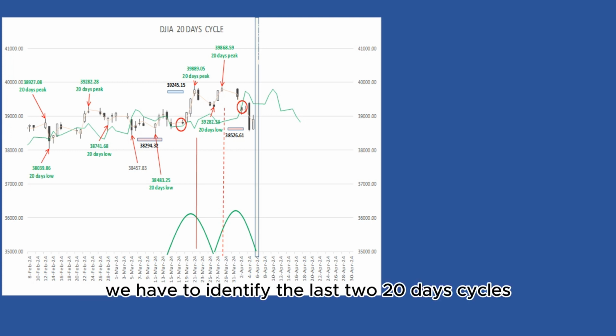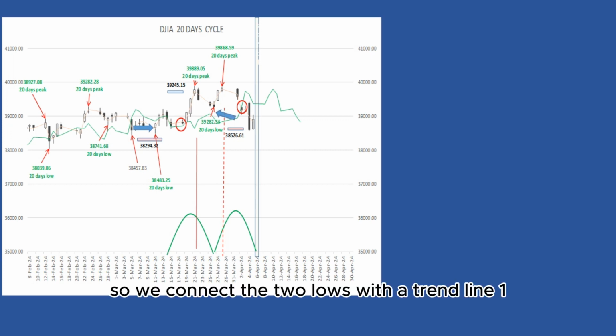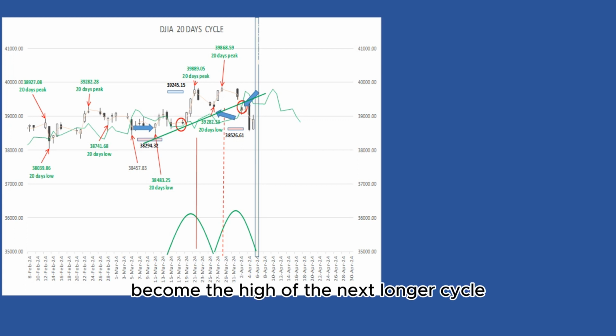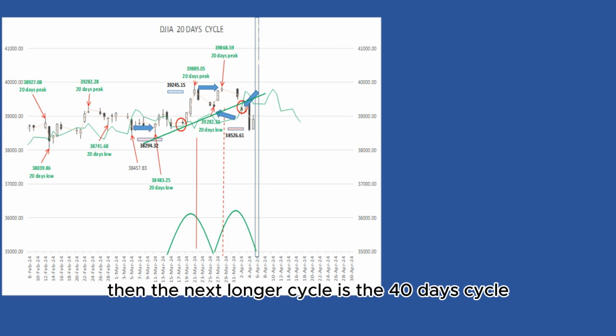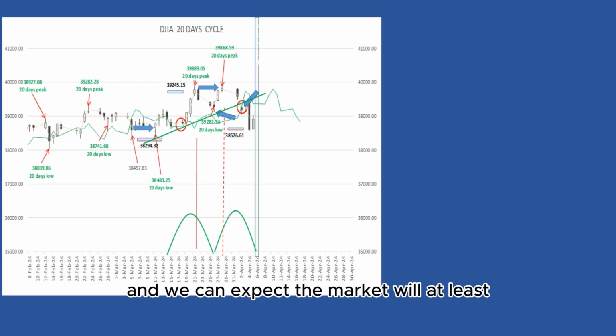In this case we have to identify the last two 20-day cycles. The first one is on March 11th, and the second one on March 26th. So we connect the two lows with a trend line. When the market crossed below this trend line on April 2nd, the high formed before the crossing became the high of the next longer cycle. In this case we deal with the 20-day cycle lows, so the next longer cycle is the 40-day cycle. So we know this peak is the 40-day cycle peak, and we can expect the market will at least find support on its cycle lines.